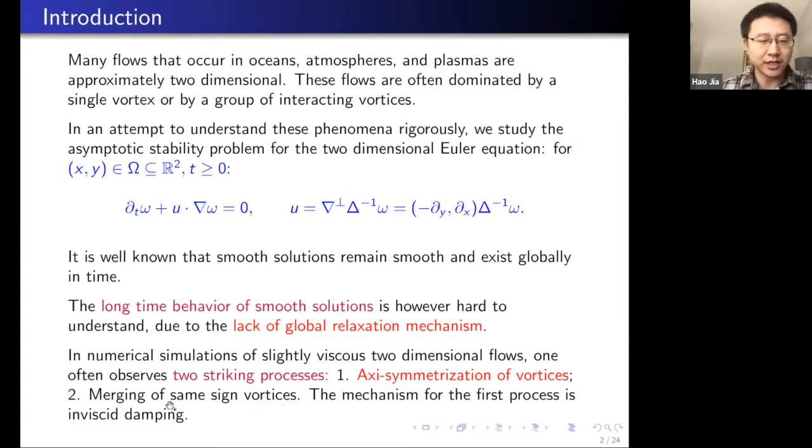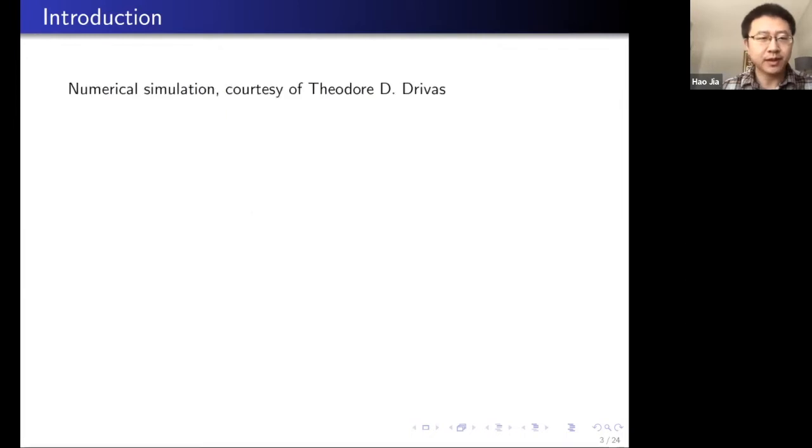The second one is mathematically very challenging because it's a fully nonlinear process, and we have a very limited, almost no understanding mathematically about this process.